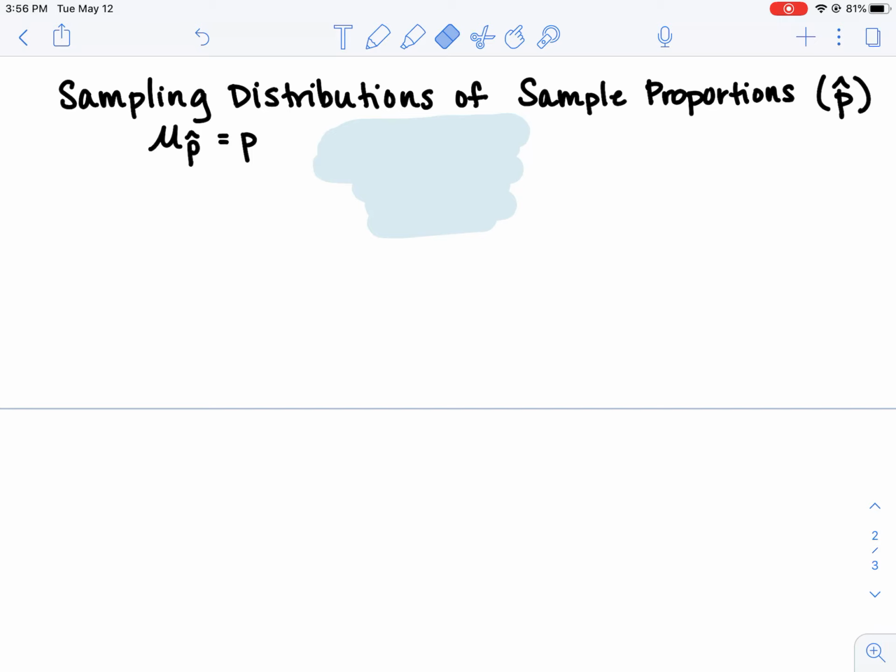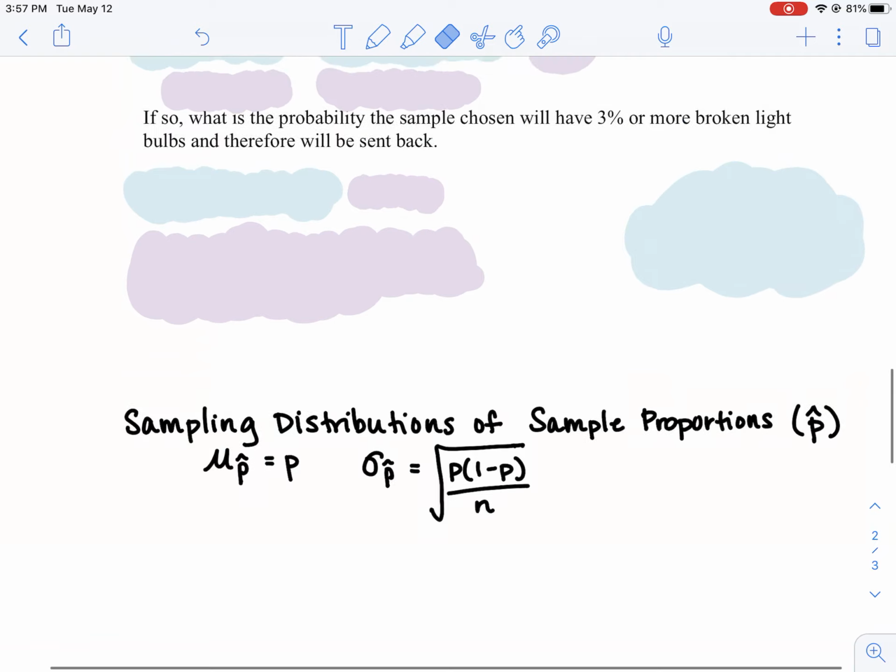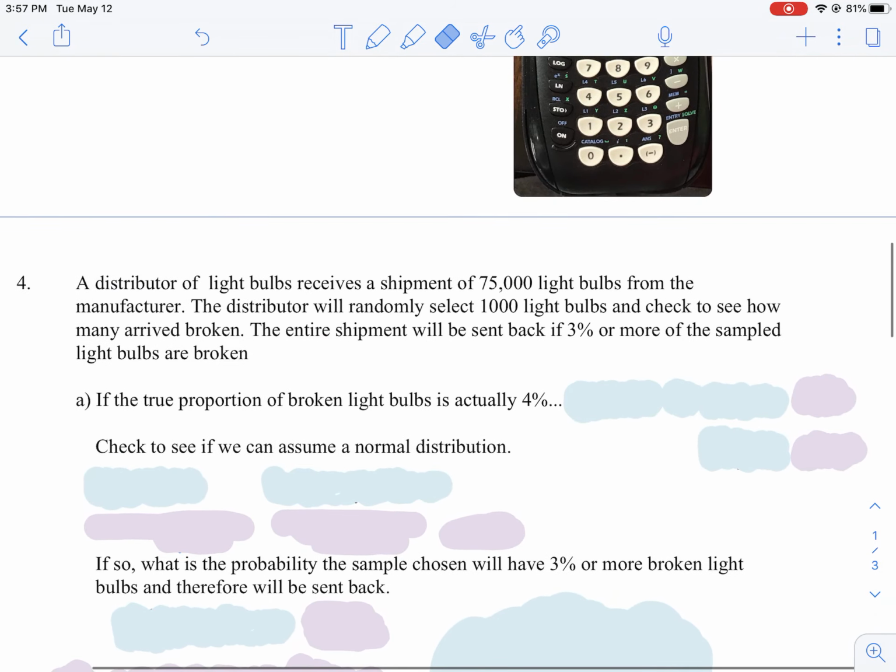For standard deviation, the formula is different. For sample proportions, we don't need to know the population standard deviation. It's going to be the square root of the true proportion times 1 minus the true proportion, divided by n. Okay, so there are formulas. Let's jump right into this problem. Number 4.